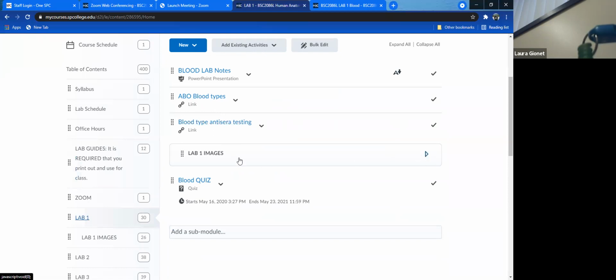Under lab images, we'll go through some of those. Those are some images that we can also frequently use for quizzes and examinations. And then below that will be the quiz that will be due by the end of the week. Generally, they're going to be on, I believe, Sunday nights. So that's where the blood quiz will be located and where the cardiac quiz will be located.